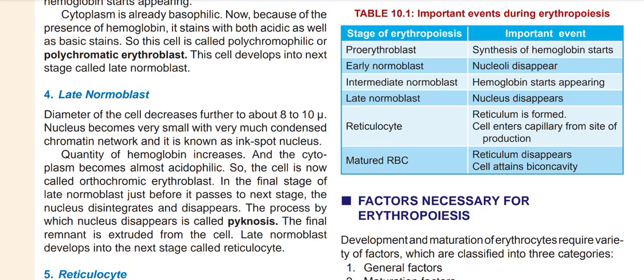In the final stage of the late normoblast, just before it passes to the next stage, the nucleus disintegrates and disappears. The process by which the nucleus disappears is called pyknosis. The final remnant is extruded from the cell. Late normoblast develops into the next stage called reticulocyte.